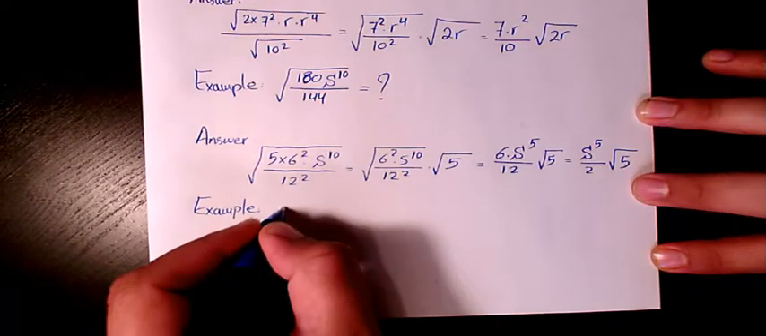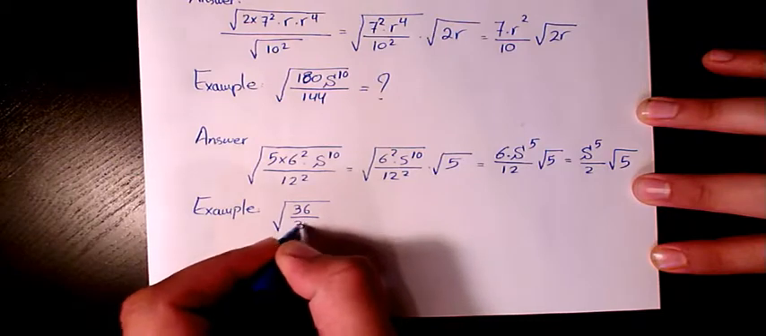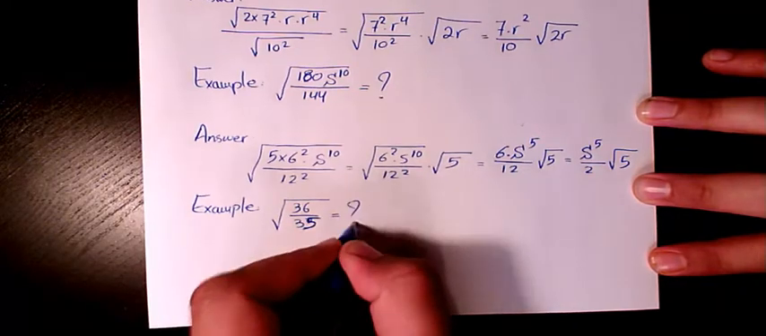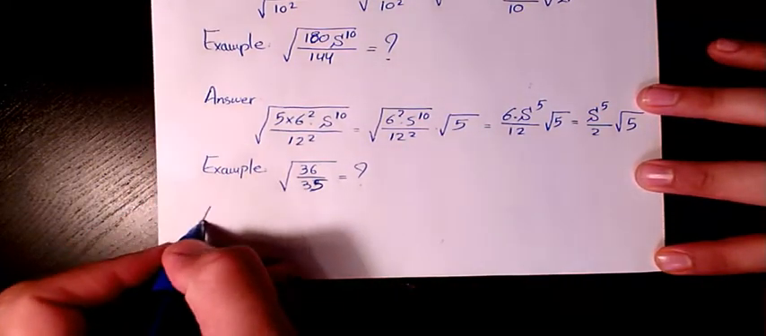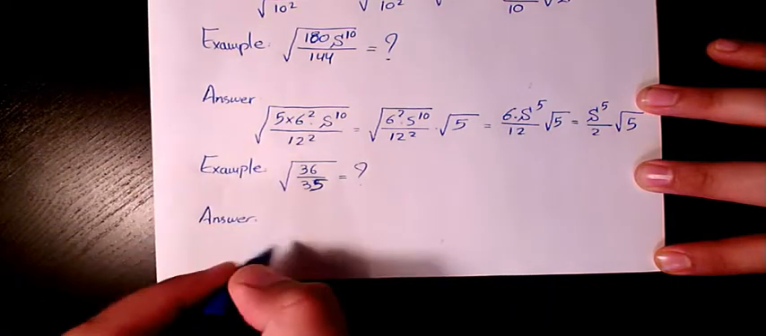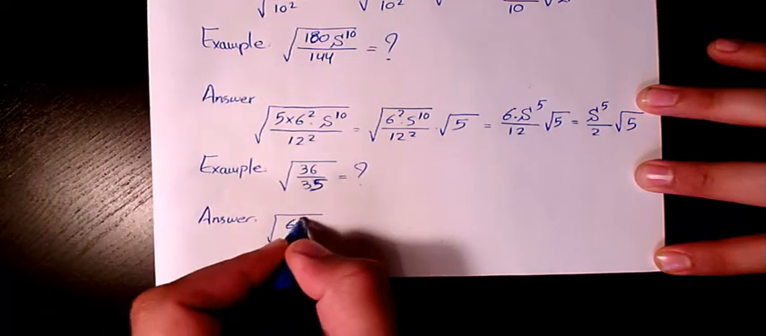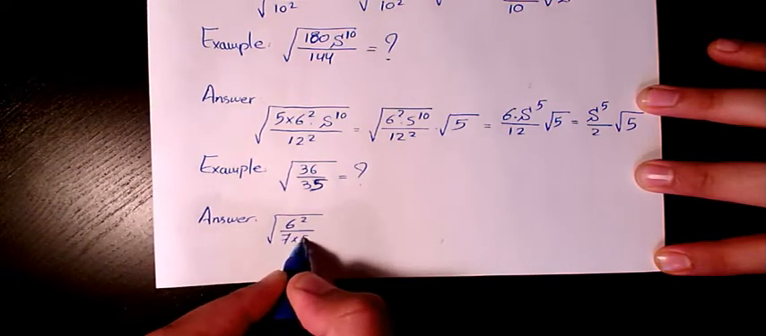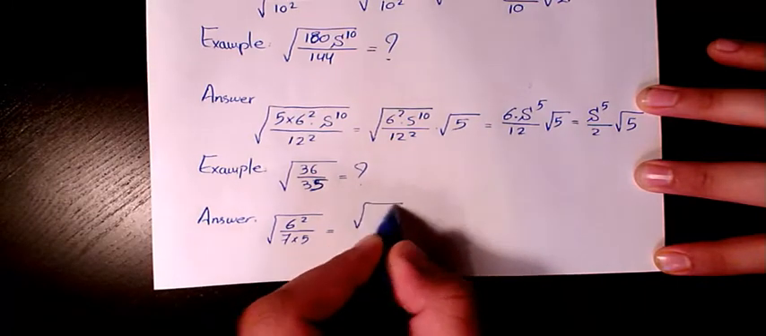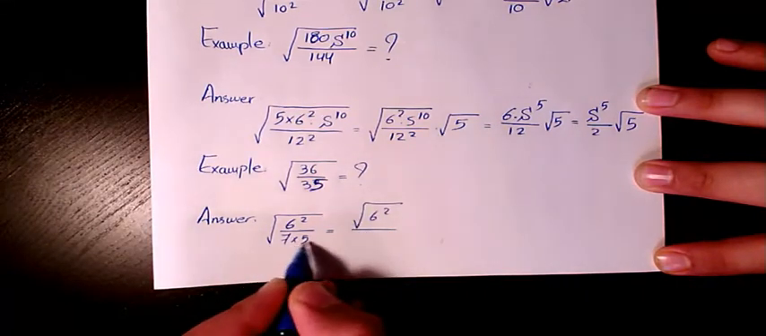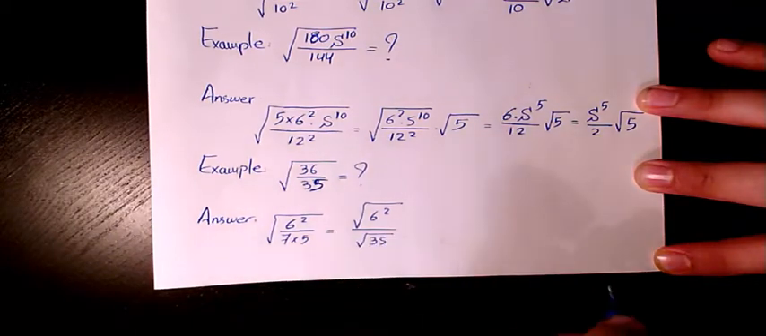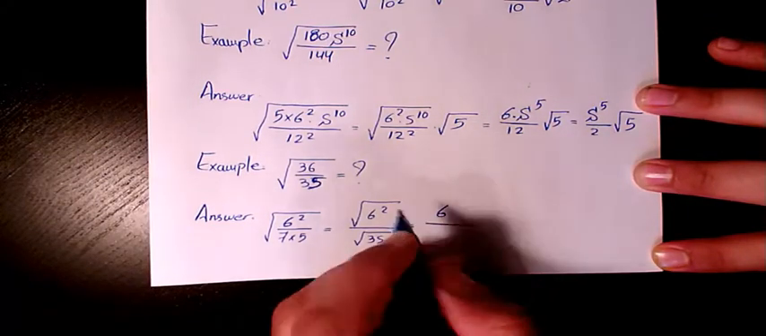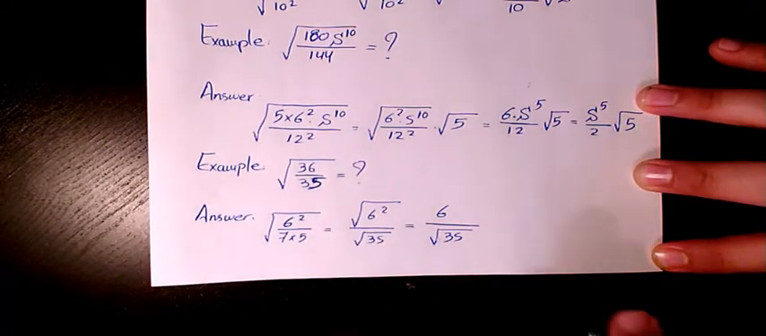We have the square root of 36 divided by 35. The answer is: 36 is 6 squared, and 35 is 7 times 5. So it's going to be the square root of 6 squared divided by 7 times 5, which is basically nothing, so I return it back to 35. The square root of 6 squared is just going to be 6. So 6 divided by the square root of 35.